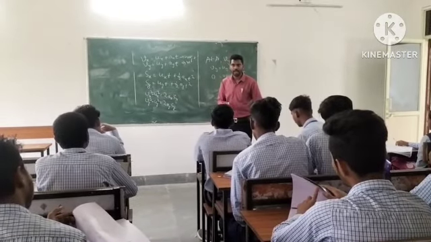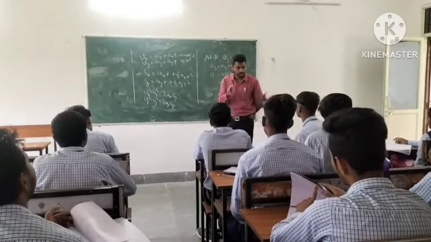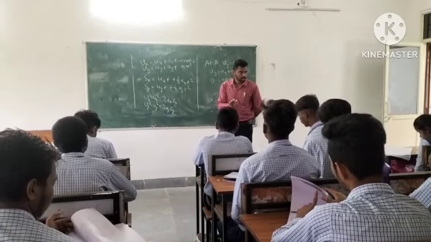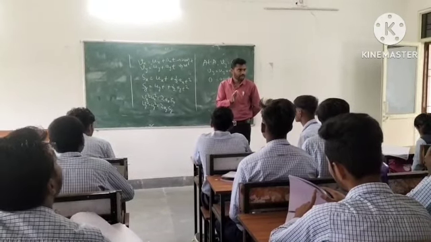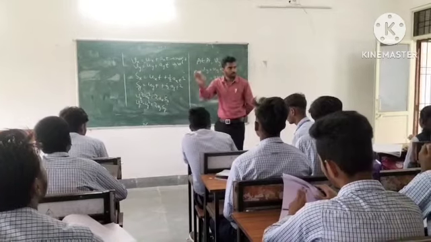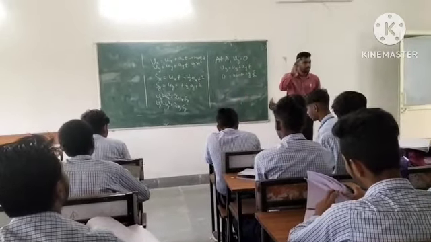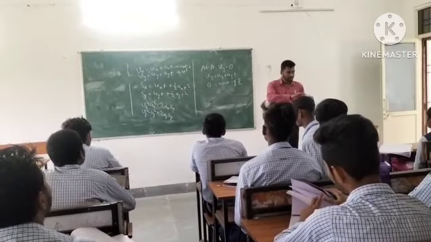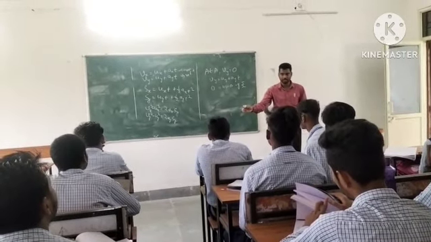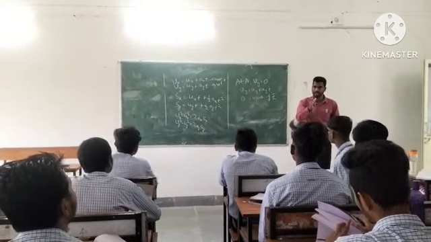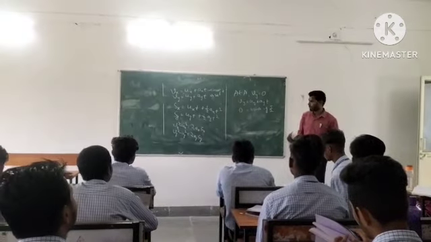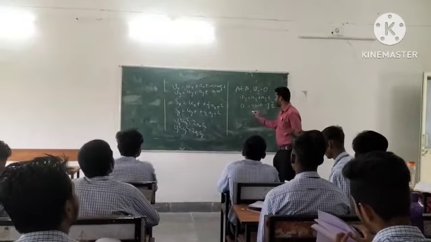Half of the total time of flight. To reach point A, the projectile will take half of the total time of flight. T by 2 means half of the total time of flight. If it takes total time of flight T to reach point B, it will take half of that time to reach point A. That is t by 2.